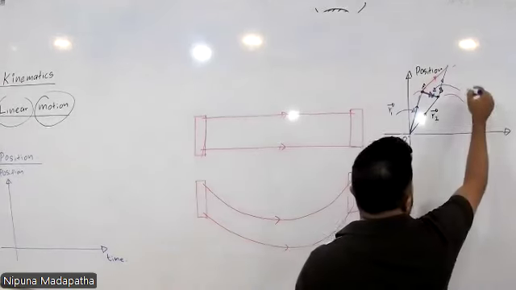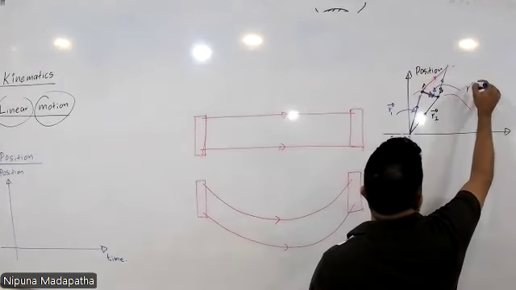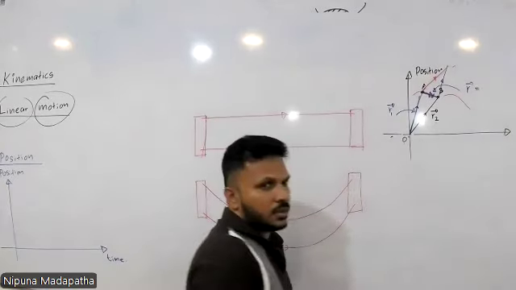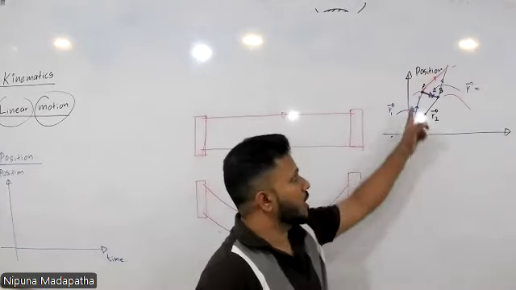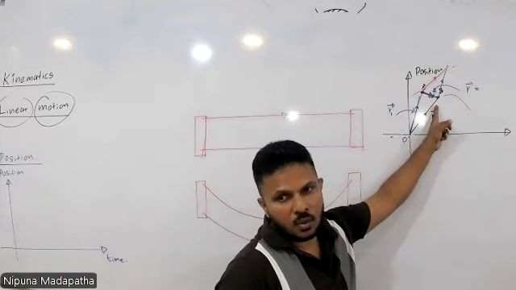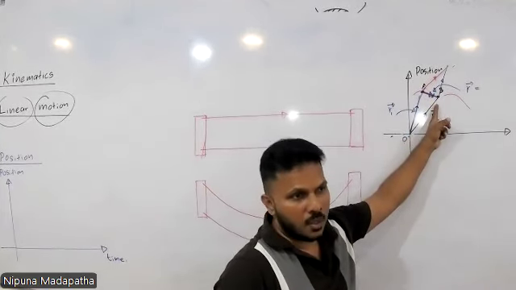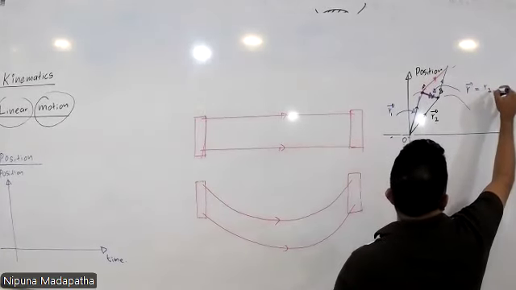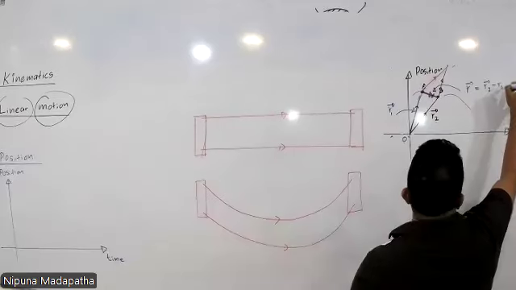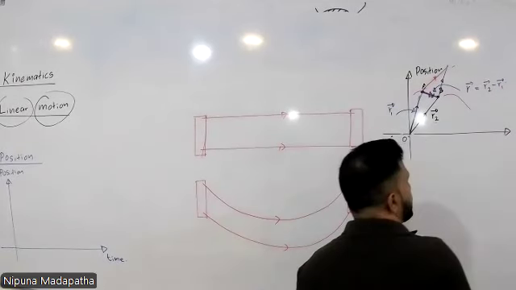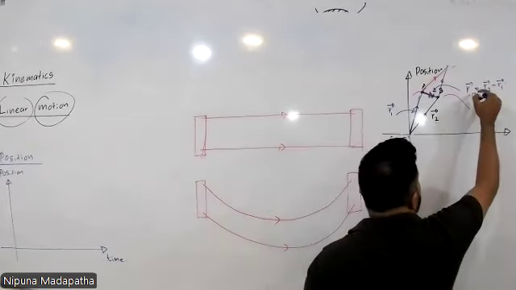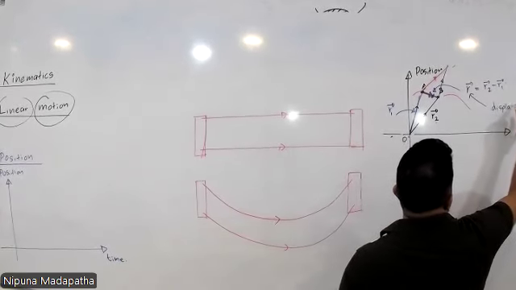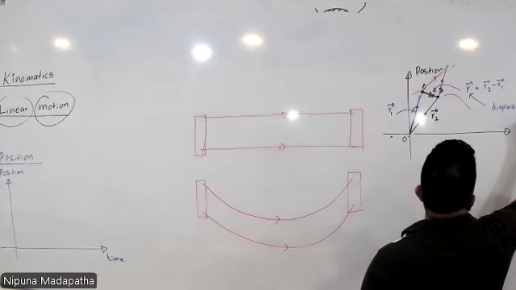So the displacement vector R is given by, how is this R given? The shortest diagonal, addition or subtraction? Subtraction. So this vector AB is represented by R2 minus R1, the difference of two vectors. So this is known as the displacement vector.